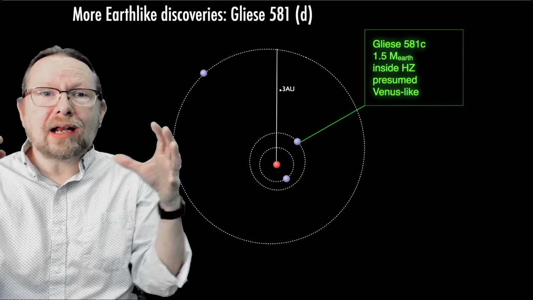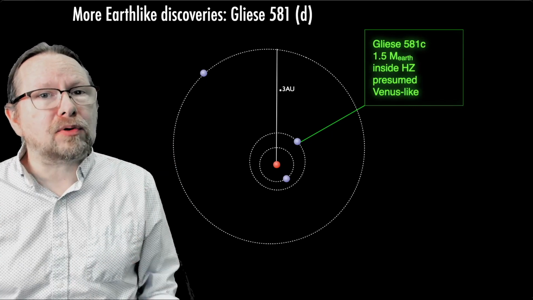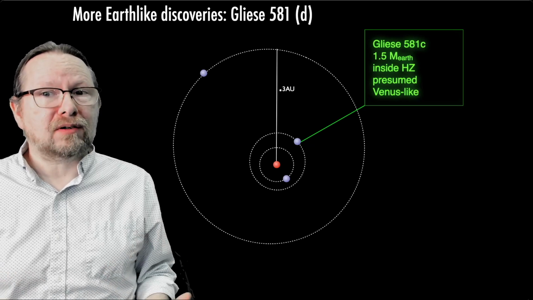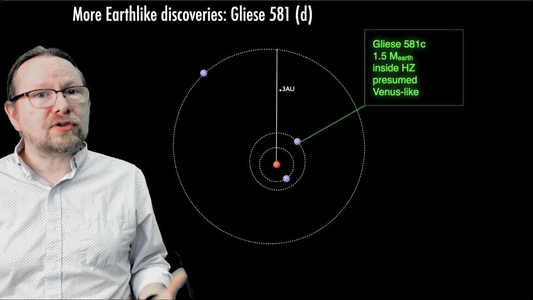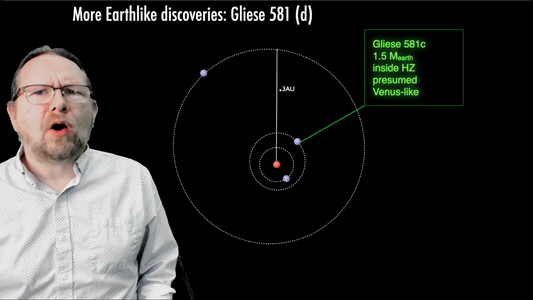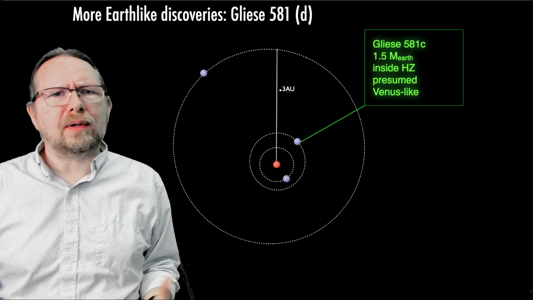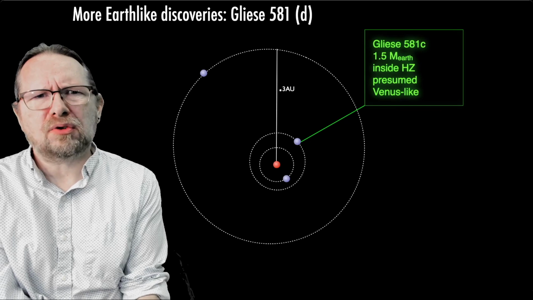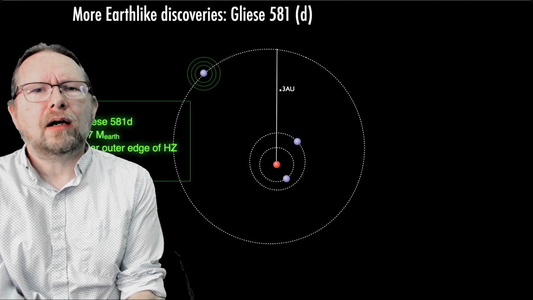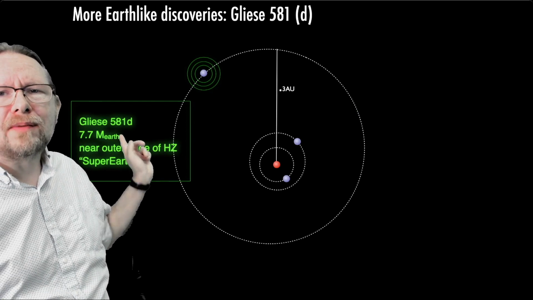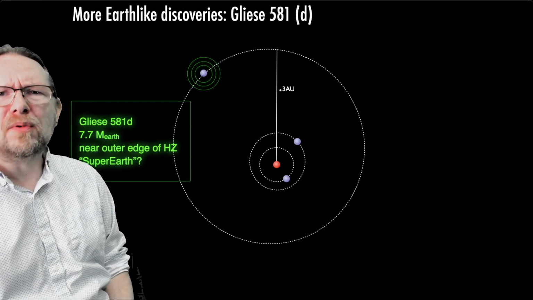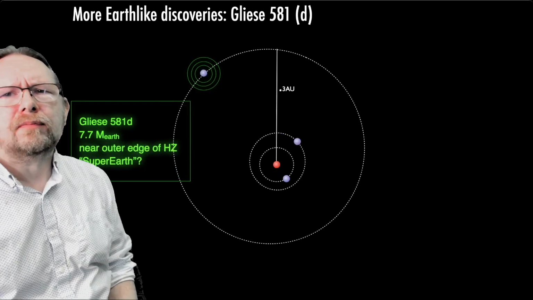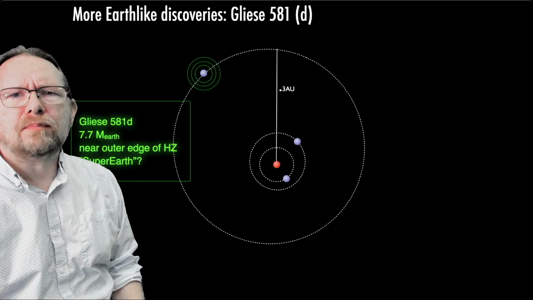It is located in what would be the star's habitable zone, meaning that it's possible, if the atmosphere was just so, that a planet like this could have liquid water on its surface. Although it's so close to the star that we expect that 581c might be more Venus-like than Earth-like. It's a little too close. And then 581d, which is almost 8 times more massive than the Earth, and very close to the outer edge of the habitable zone of this tiny, red, dim, cool star.